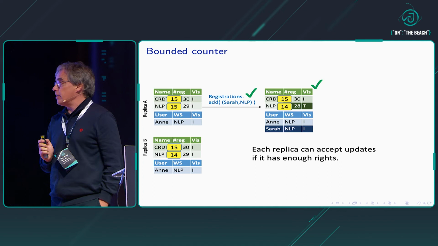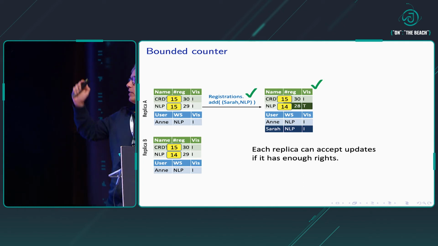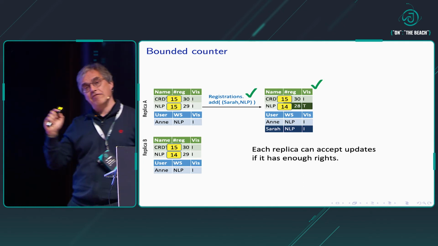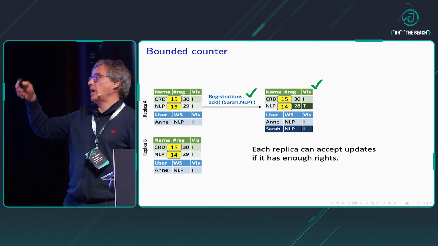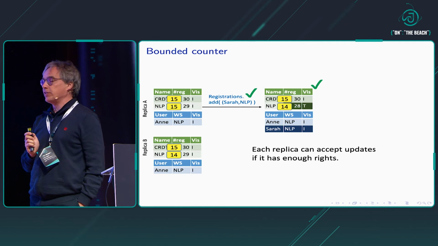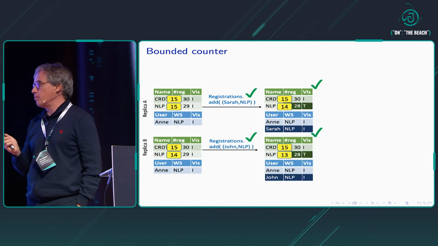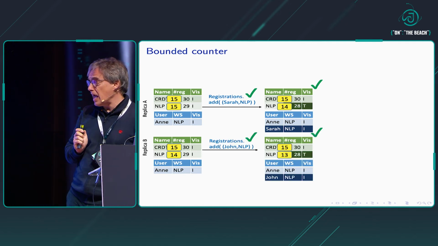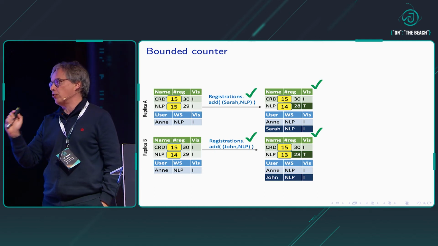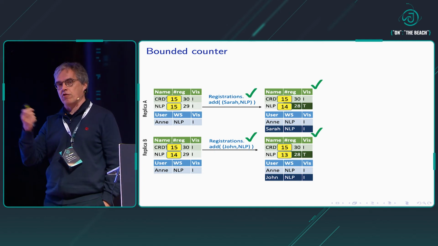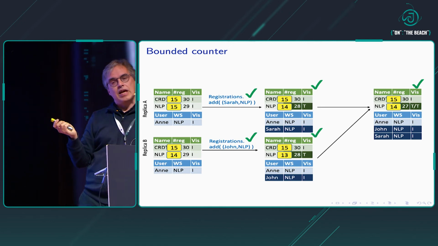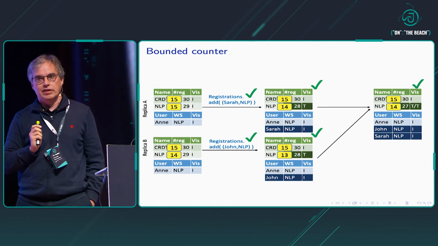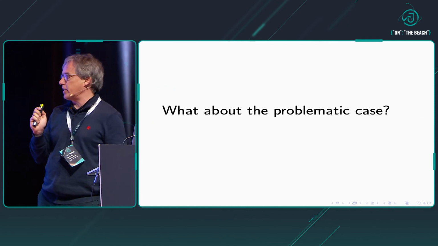And if I execute an operation to register, if I have enough available places, I have 14, I have 15, I decrement one, I get 14 available for the NLP workshop. And in replica B, if I register John for the NLP workshop, I go from 14 to 13. When I merge, everything is fine. I'm under the limit. So let's see the problematic case.